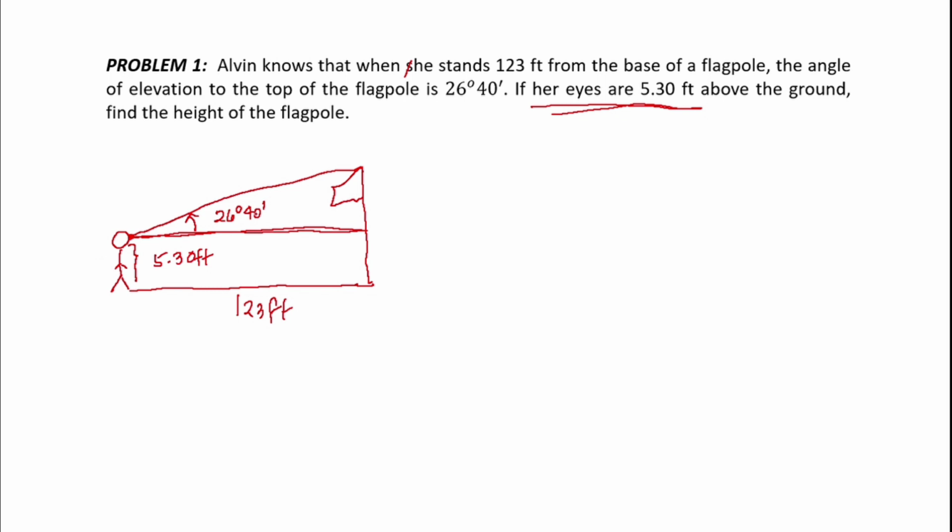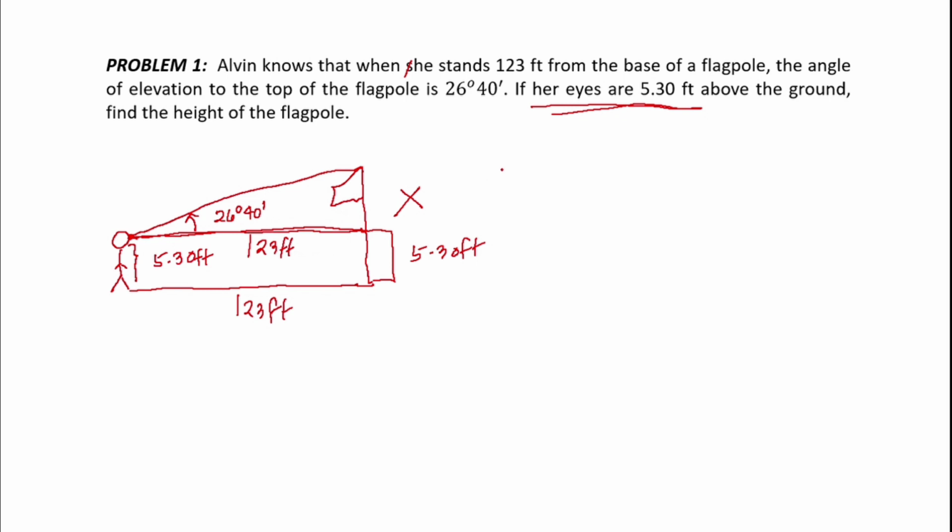So what we're looking for here is the height of the flagpole. Since here we have 5.3 feet already, so we're going to have 5.3 feet plus this unknown, the x or the y. Okay, let's have the x. Okay, we are going to solve x here, and this is 123 feet because they are parallel to this part. Okay, same lang po, 123 feet.